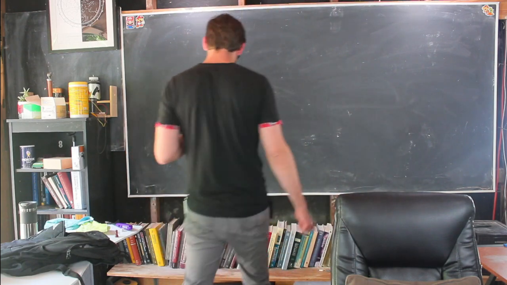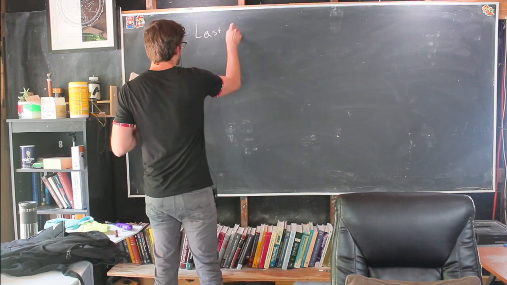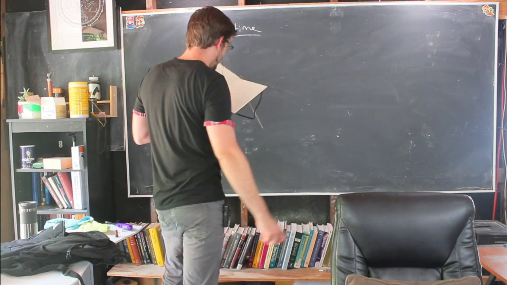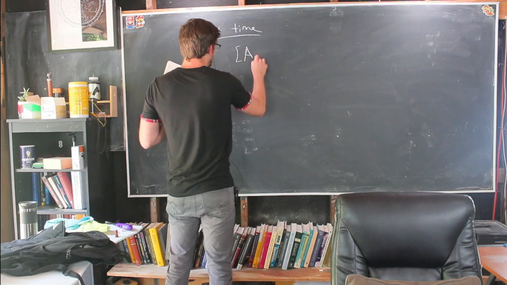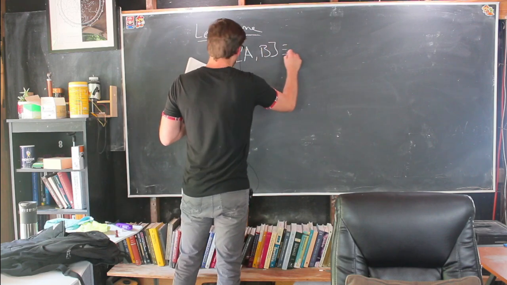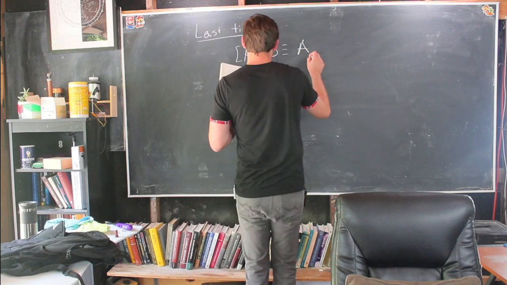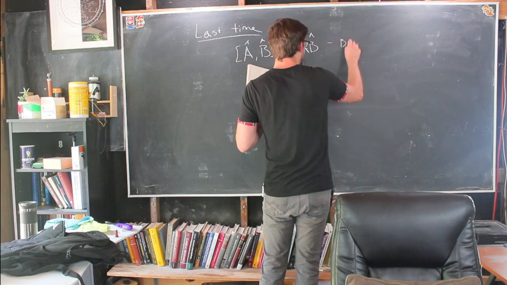Now, let's talk about last time. I always like to start with the last time, sort of go over what we did before. Last time we talked about commutators and anti-commutators. We talked about the commutator being defined as, if we have two operators A and B, A times B minus B times A.